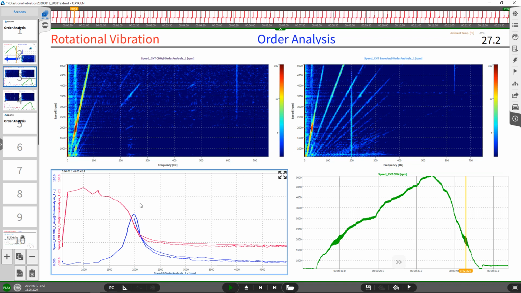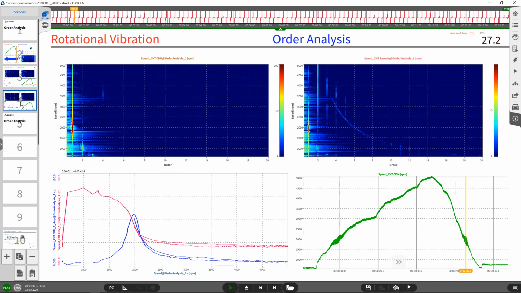In addition, we can also extract specific orders from the frequency spectrum. This is done in the lower left corner. Here, in this case, the first order amplitude and phase is extracted and plotted over the RPM. And also here it is clearly seen that we get an amplitude overshoot at 2000 RPM. But what is more important is we also get a phase change of 180 degrees in this area, which indicates a clear resonance.